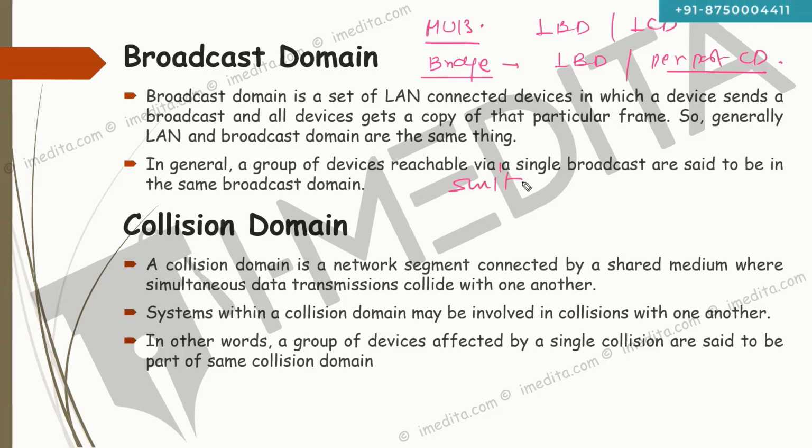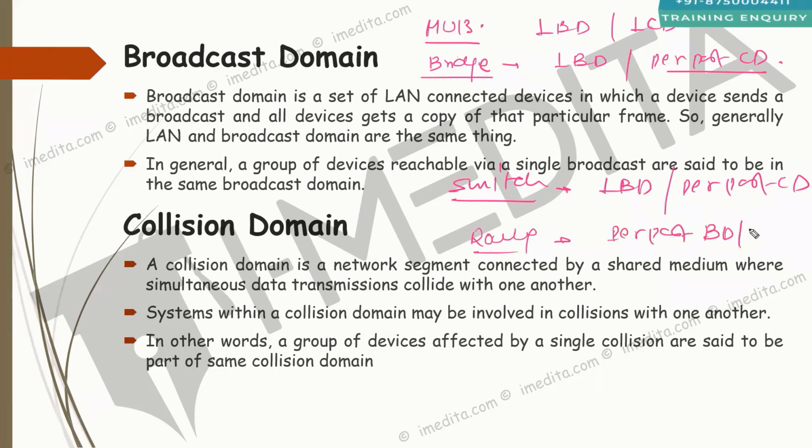And then we have the switch. By default, it is part of one broadcast domain, and again it is a per-port collision domain. That means if a collision happens on one of the ports of the switch, it will not impact the other ports. The other ports will keep operating as they are. And then we have the router. The router is a per-port broadcast domain and per-port collision domain. On the router also, if a collision occurs on one of the ports, it will not impact the other ports, and all the ports on the router belong to different broadcast domains.